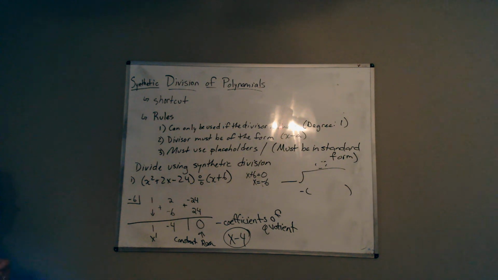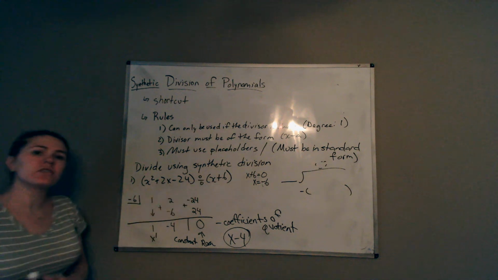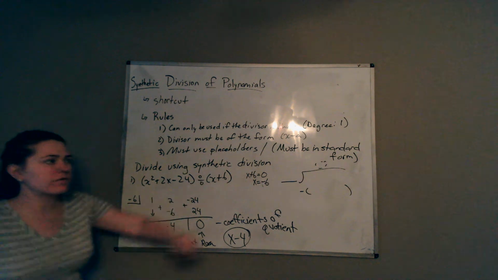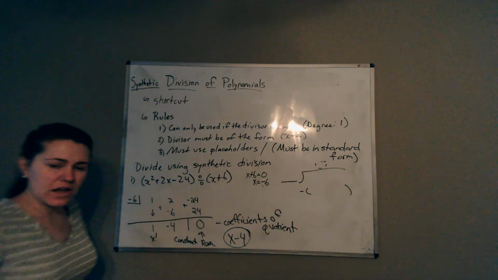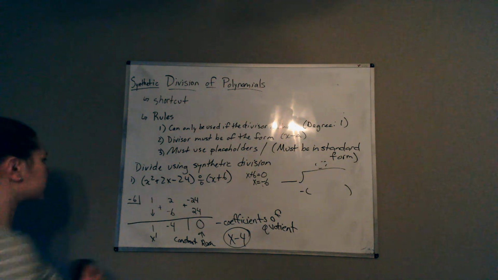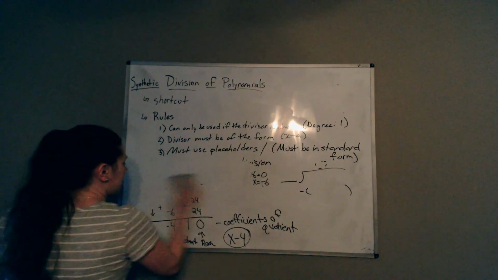Or 1x minus 4. So in synthetic division, you're just actually dropping the variables and you're doing all of the operations that you would have just done in long division. That's what's happening in synthetic division. Okay, so we'll practice more.